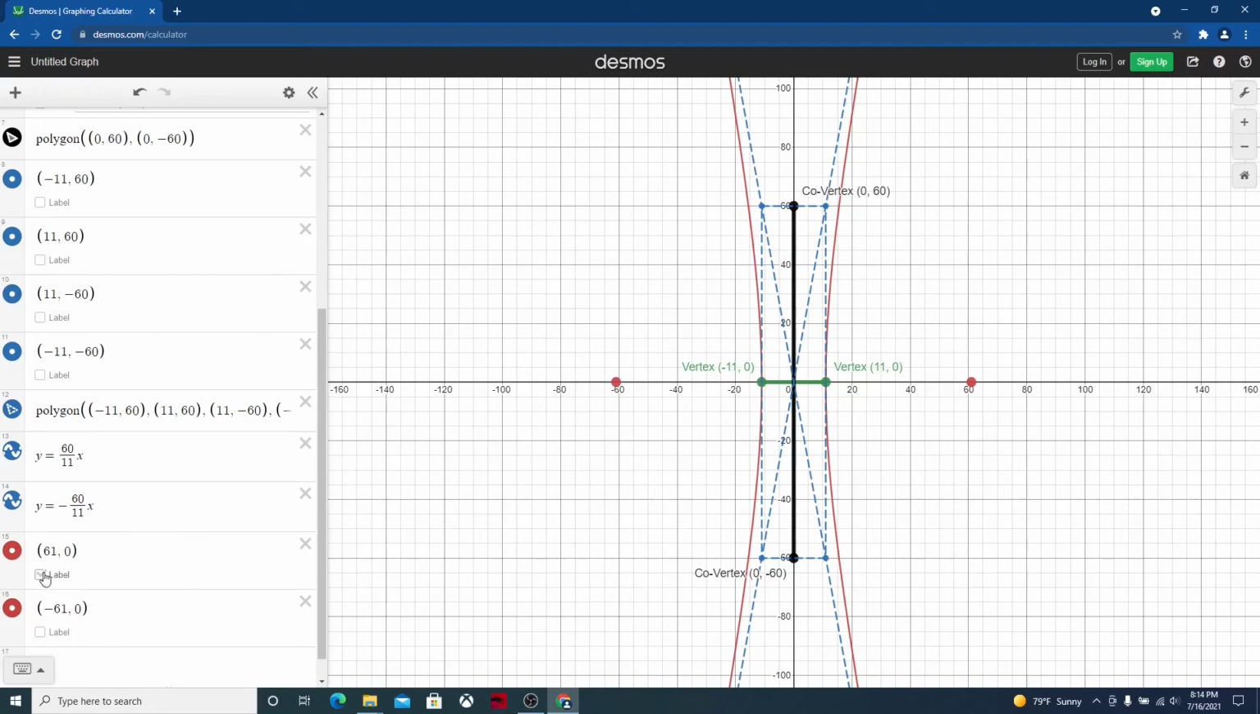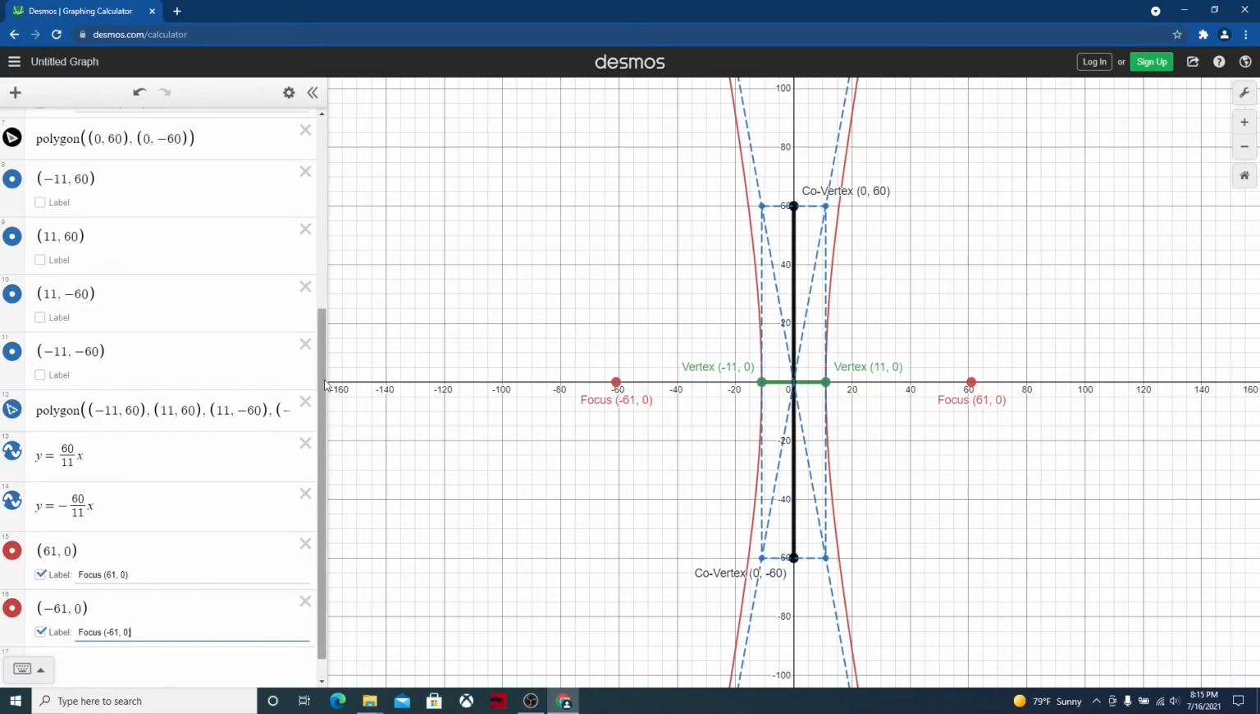Okay, and then we need to label them. So these are the foci. Each one individually is called a focus. So we're going to call this a focus, and the coordinates are 61, 0. So there's the first focus, labeled. And here's the second focus, which is at negative 61, 0. There we go. Okay, and that is our hyperbola.